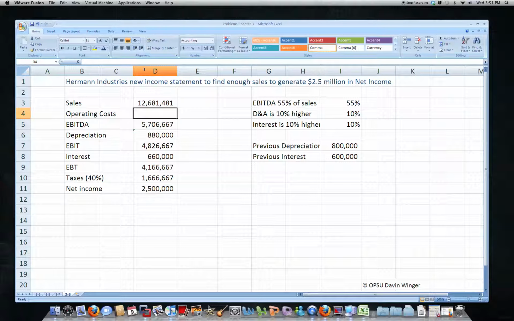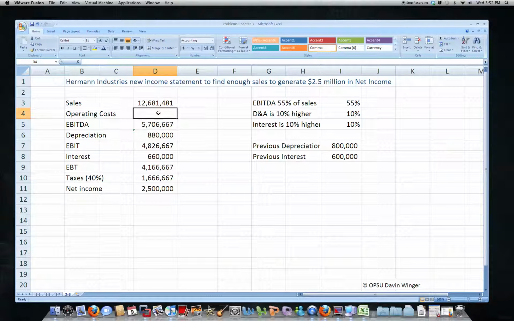There we go. That's right. Have to get the formula in there right. You had to put your parentheses around it, or it wouldn't work right. So B5 divided by parentheses 1 minus 0.55.